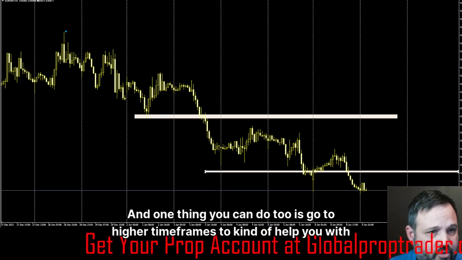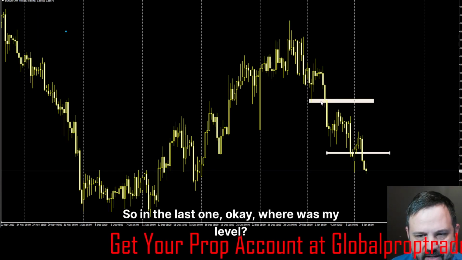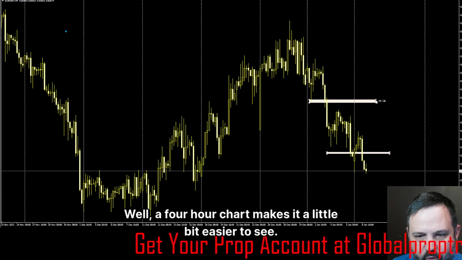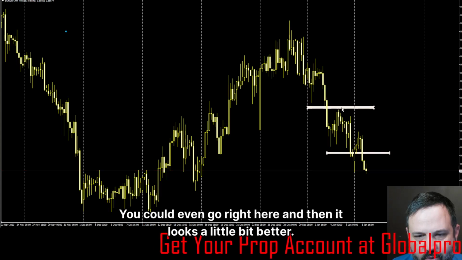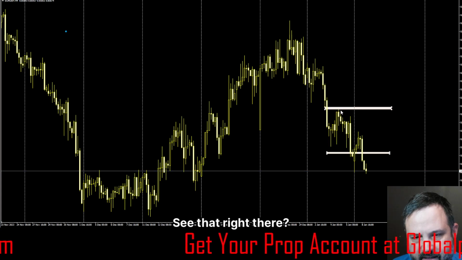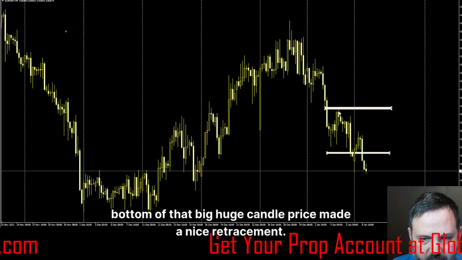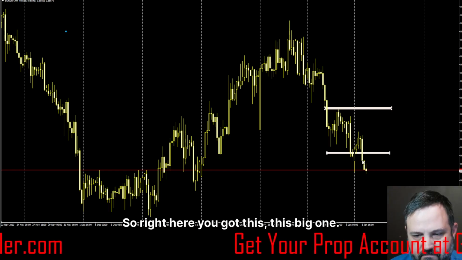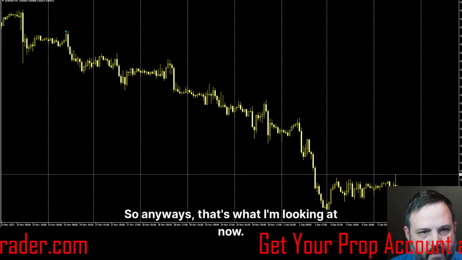And one thing you can do too is go to higher time frames to help you with this, right? So in the last one, where was my level? Well, a 4-hour chart makes it a little bit easier to see. You could even go right here, and then it looks a little bit better. See that? Right there. Bottom of that big, huge candle. Price made a nice retracement. Okay, so right here you got this big one. Anyways, that's what I'm looking at.